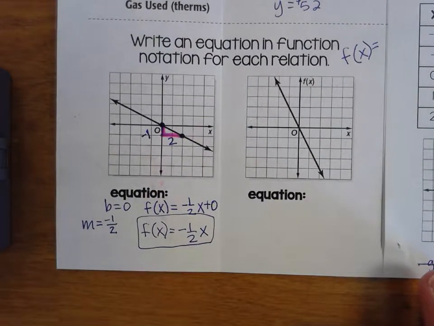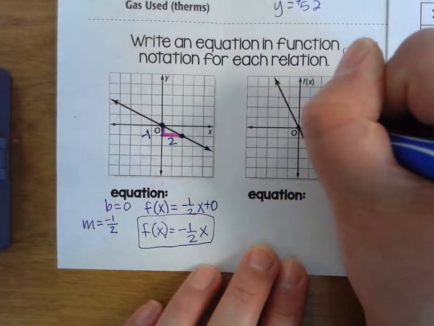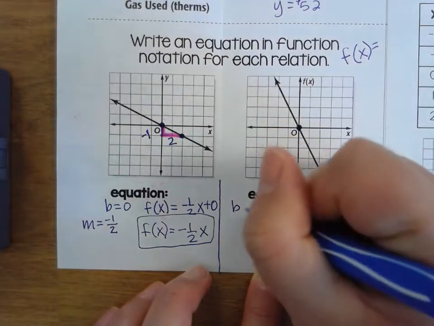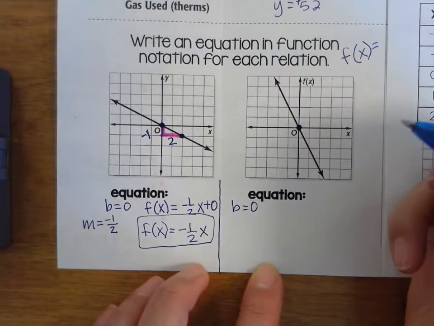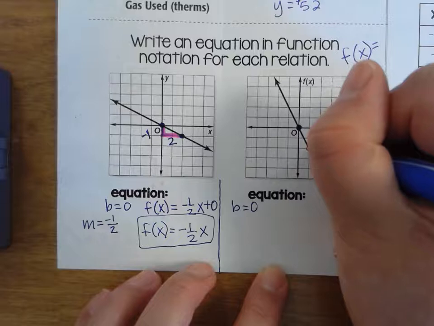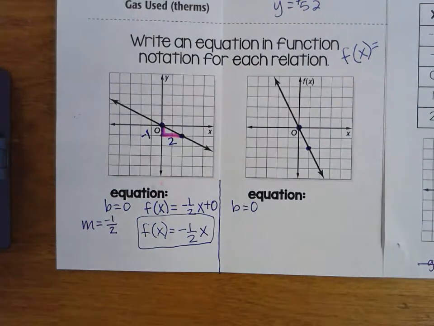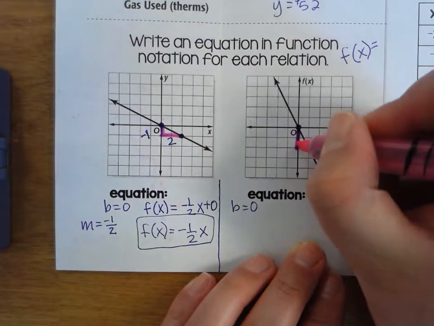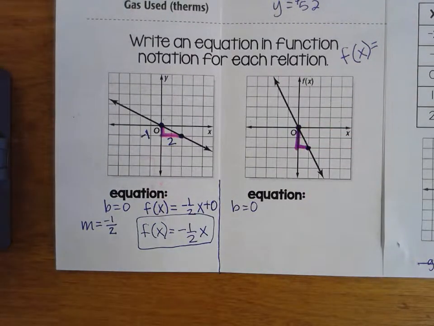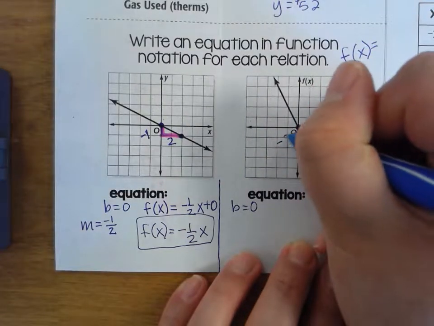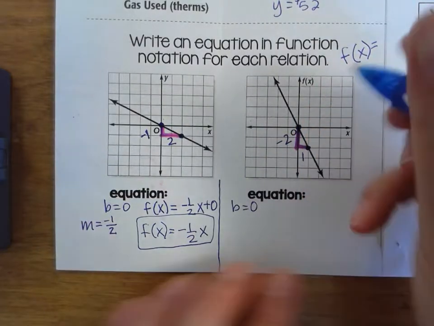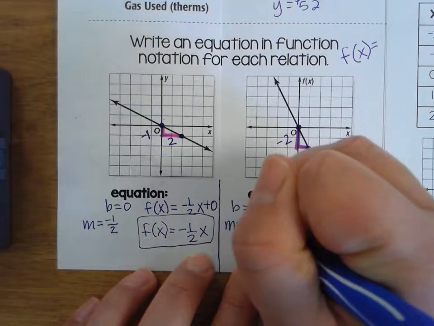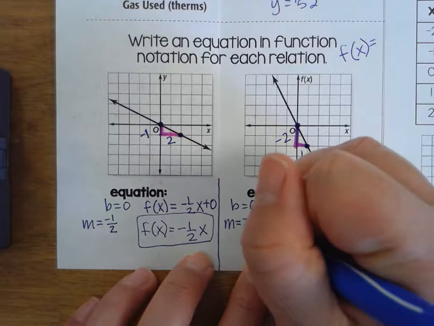So moving on to the next one, again, my y-intercept, so my b value, is at 0. And again, I want to find a good place to count my rise and run. So it looks like we're going down and to the right. If I go down, that's a negative, so -2. And if I go to the right, that's a 1. So down here I'm writing my m, which is my slope, is -2 over 1, which really means it's just -2.